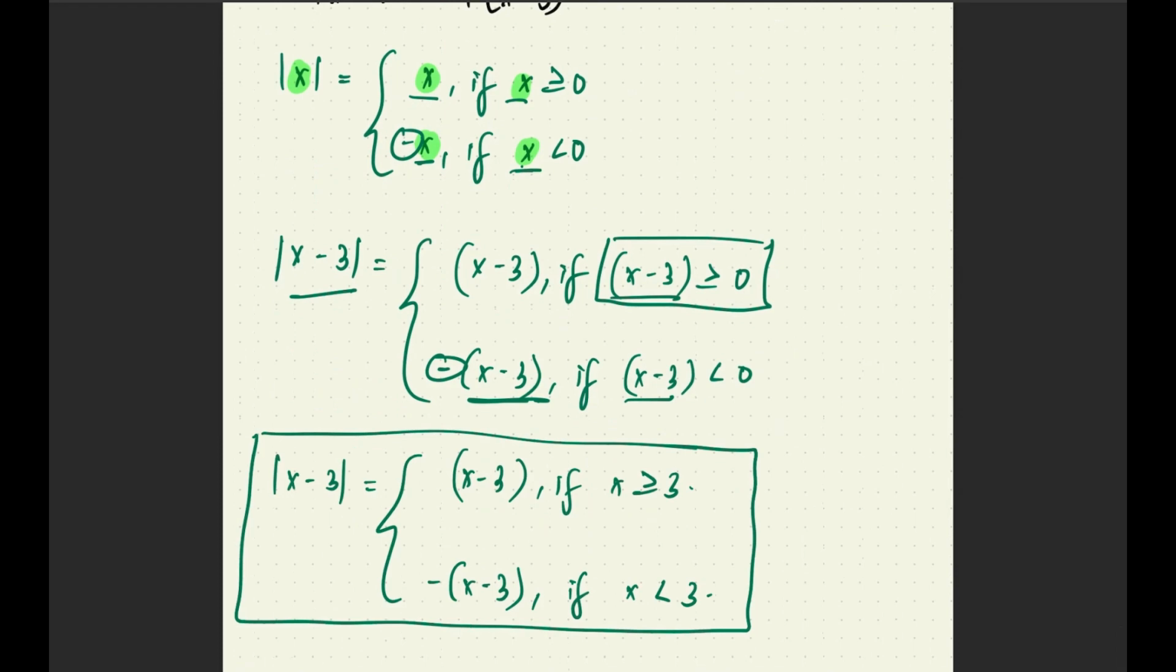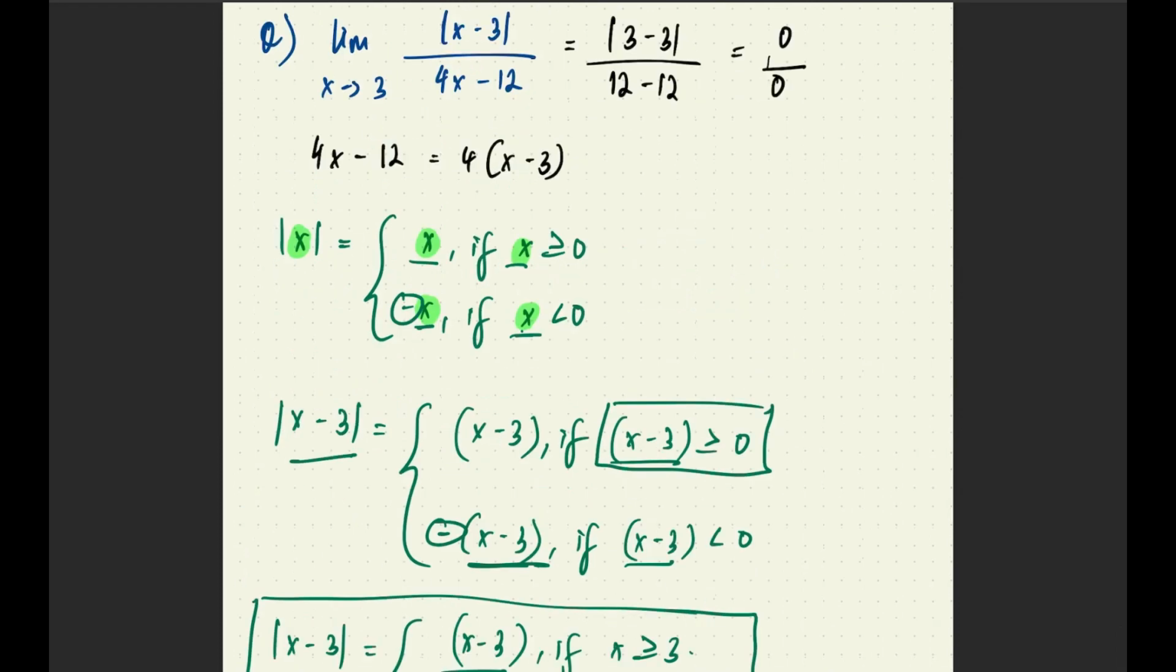So whenever x is greater than or equal to 3, the absolute value of x minus 3 is just going to be x minus 3. Whenever x is less than 3, the absolute value of x minus 3 is going to be minus (x minus 3). Again, this negative sign is pretty important, and there is a bracket over there, so that means the negative sign applies to everything inside the bracket.